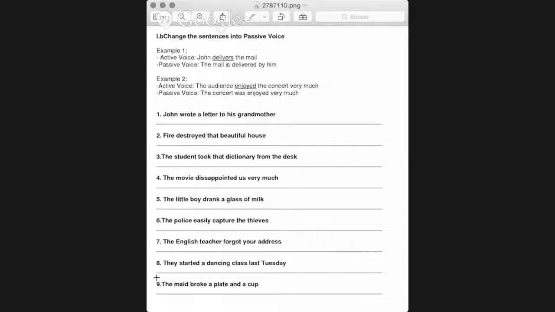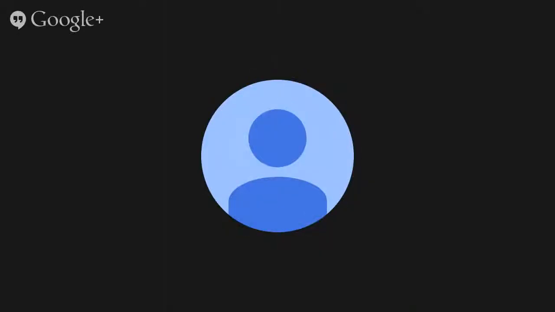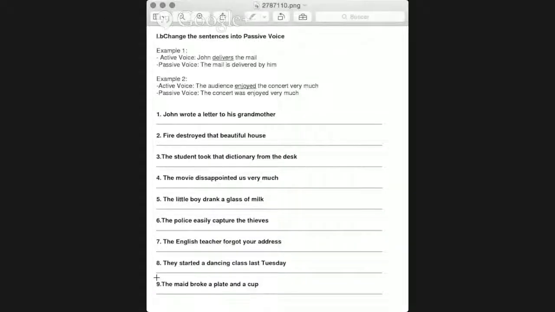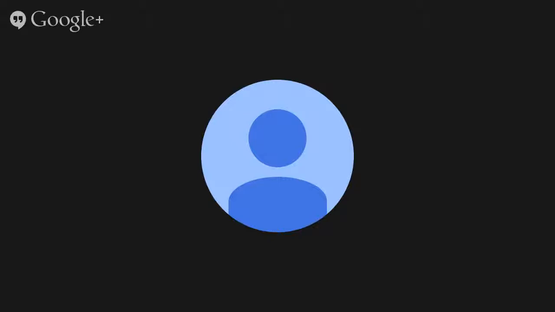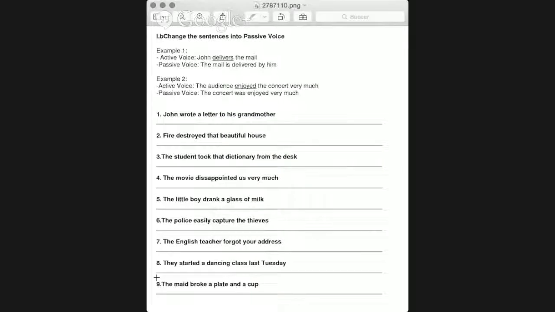Okay. What about number 9? The maid broke a plate and a cup. So how are we going to change that around to make it in the passive voice? A plate and a cup was broken by the maid. Was broken?